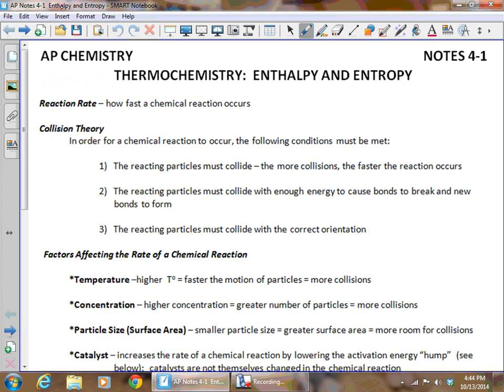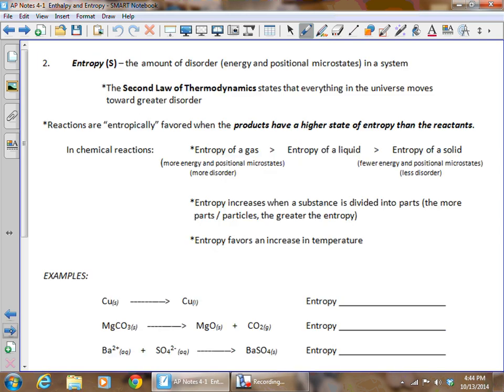So for the second video over these notes, we're going to concentrate on the entropy portion of these notes. So let's flip a couple of pages back to where we discuss entropy. Now remember, entropy is the other factor that determines whether a reaction is going to actually work or not. Along with enthalpy, entropy will determine whether that reaction is spontaneous.